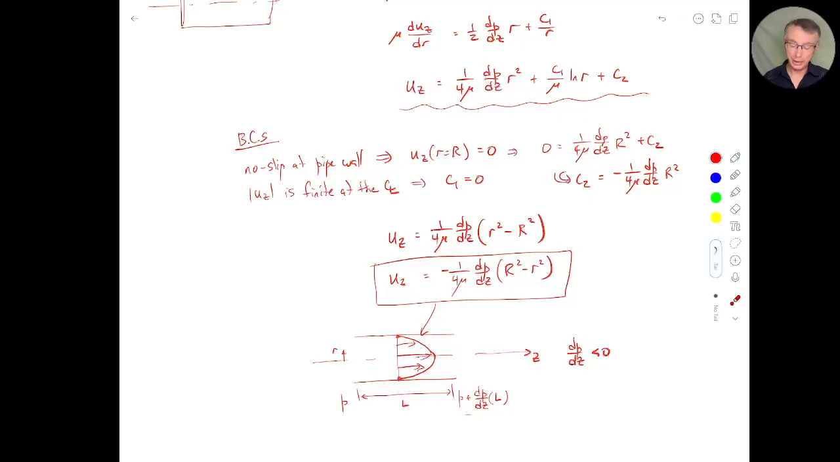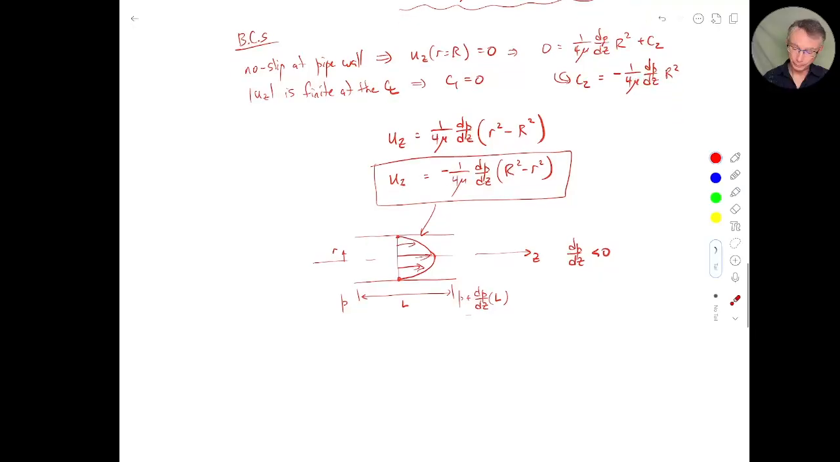Okay, so now at this point, once we have the velocity profile, we could find, let's say, the shear stress at the wall, for example. If I wanted the shear stress at the wall, that would be the tau rz stress. That'd just be mu times du z dr. And if I want it specifically at the wall, I would evaluate it when r is equal to capital R, right? Because I want it at the wall. So that would be mu times minus 1 over 4 mu dp dz, and then I'd have times 2r.